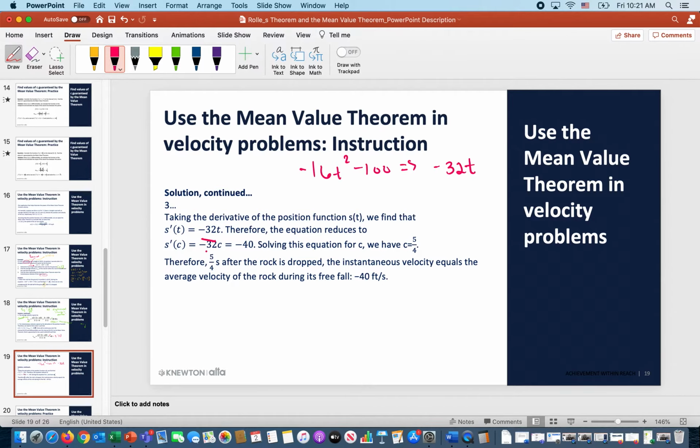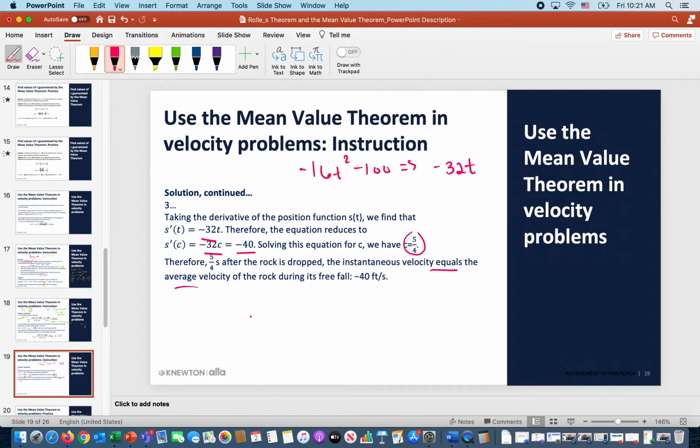And I'm going to set negative 32t, so it's c that we're looking for, right? c is that letter guaranteed by the mean value theorem. Setting negative 32c equal to negative 40 and solving for c, we get 5 over 4 seconds. So here's our closing statement: after 5/4 of a second, the instantaneous velocity equals the average velocity.